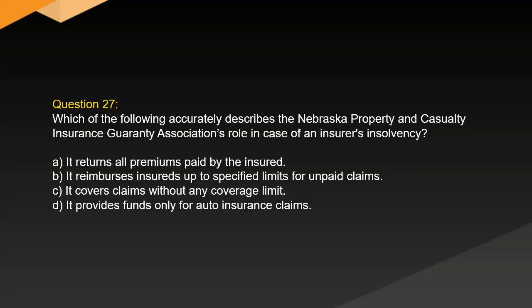Question 27. Which of the following accurately describes the Nebraska Property and Casualty Insurance Guarantee Association's role in case of an insurer's insolvency? A. It returns all premiums paid by the insured. B. It reimburses insureds up to specified limits for unpaid claims. C. It covers claims without any coverage limit. D. It provides funds only for auto insurance claims.